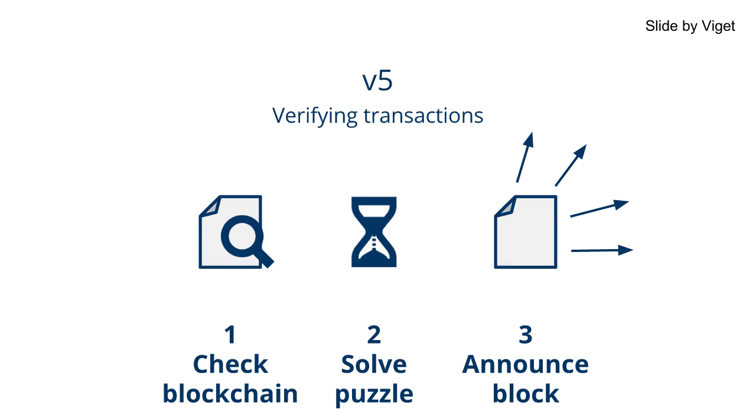The Bitcoins haven't been spent before. Second, he needs to use computational power from his computer to solve some very hard mathematical puzzle. And third, he's going to announce this block of transactions to the network. So before we take a closer look, remember that if David doesn't want to verify any transactions, he actually doesn't have to. He can just let all the other users in the Bitcoin network verify transactions.